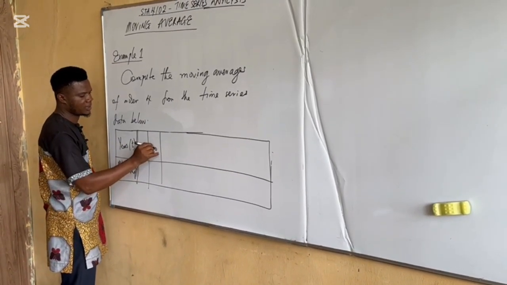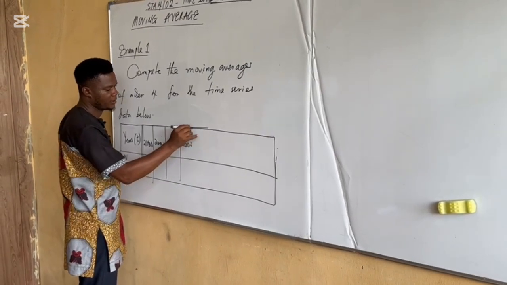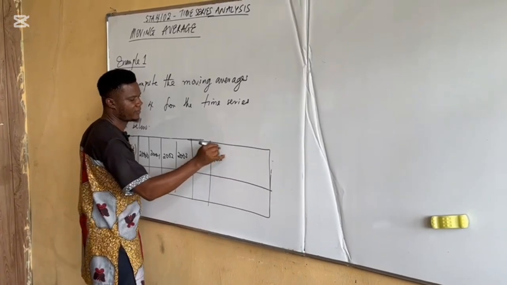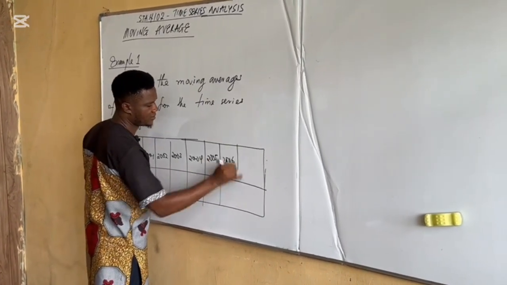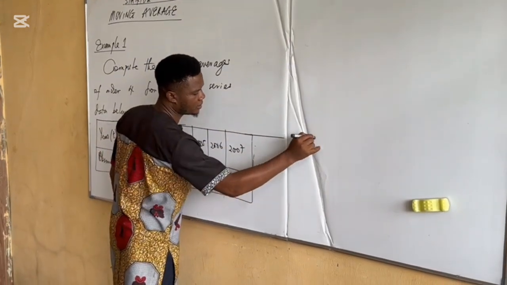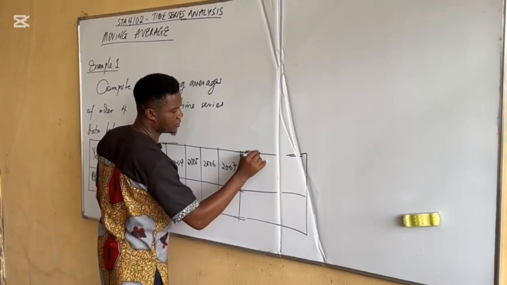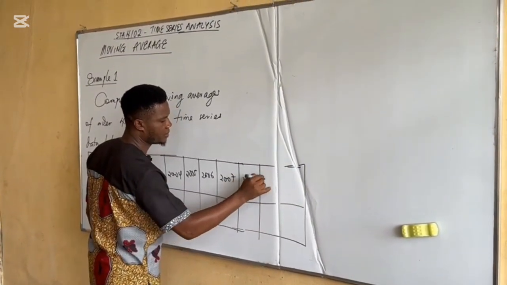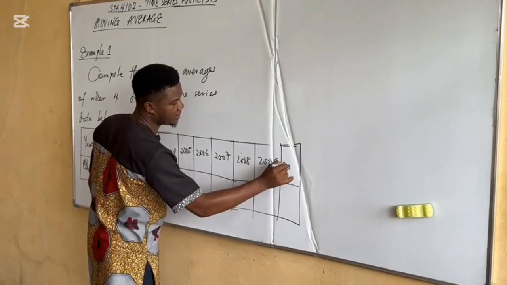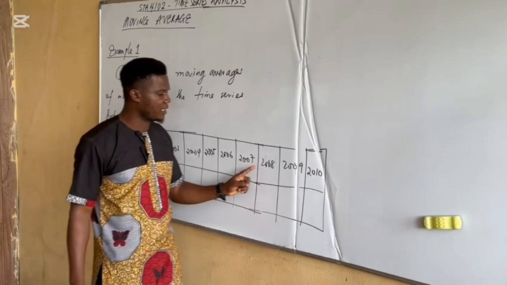2000, 2001, 2002, 2003, 2004, 2005, 2006, 2007, 2008, 2009, and probably 2010. I think that should be 11 years, right? 1, 2, 3, 4, 5, 6, 7, 8, 9, 10, 11.